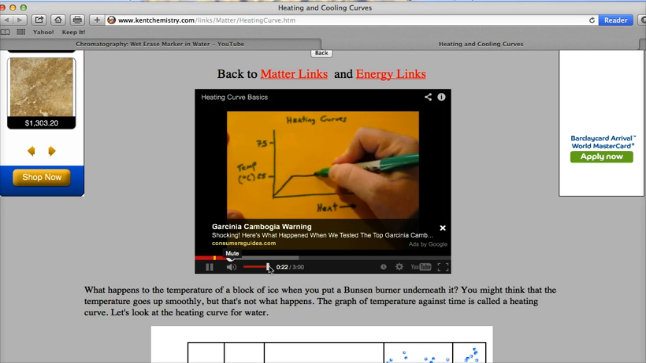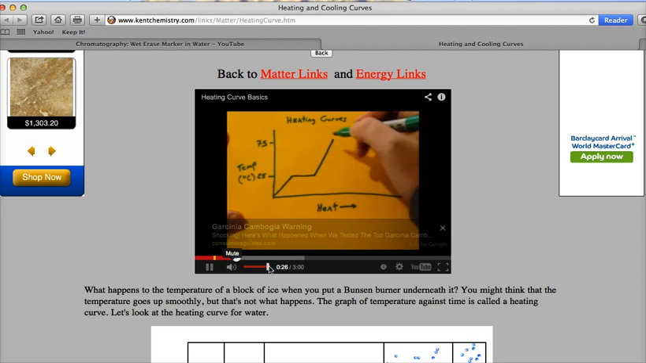This is where a phase change occurs, and now it's going to be a liquid, and the liquid's going to heat up, and then it's going to hit another temperature where it stops changing, and it's going to be boiling. And after it boils, you're going to have a gas. So there are 5 segments to a heating curve.